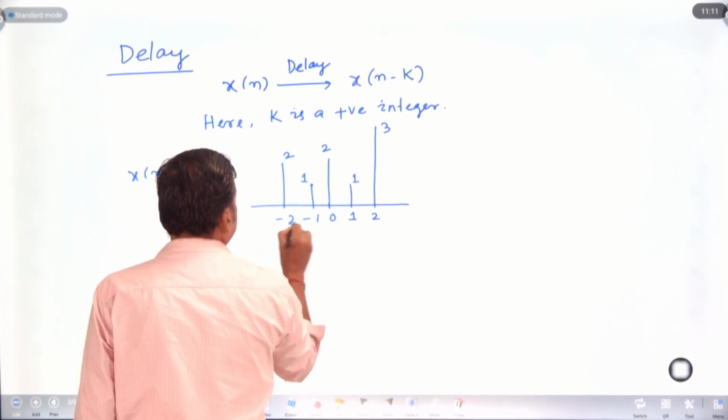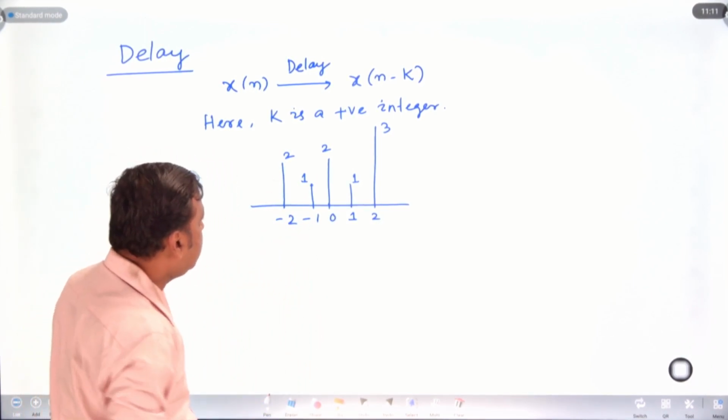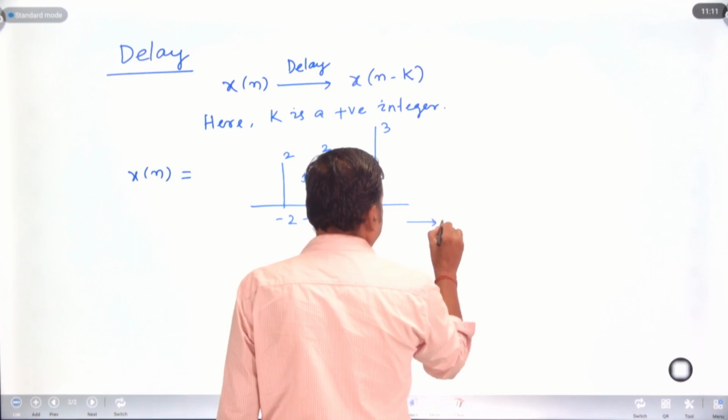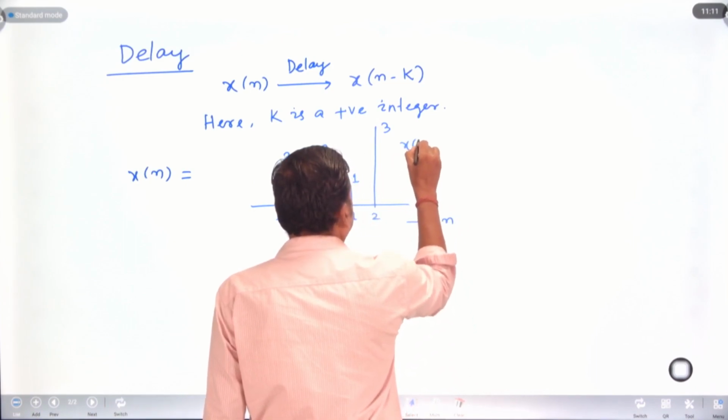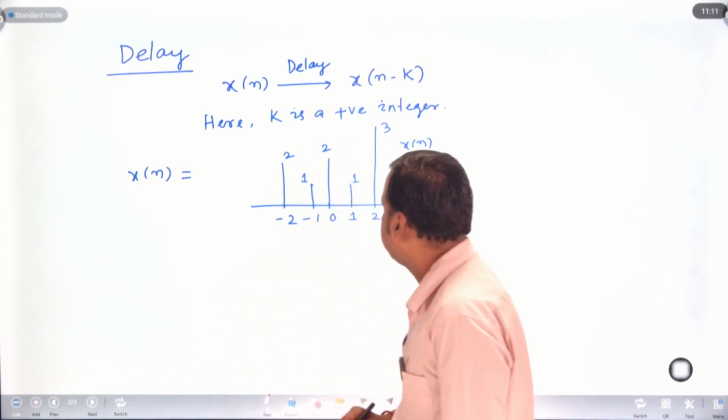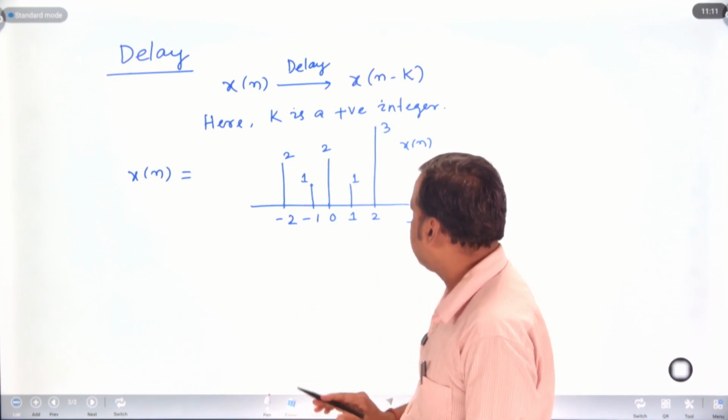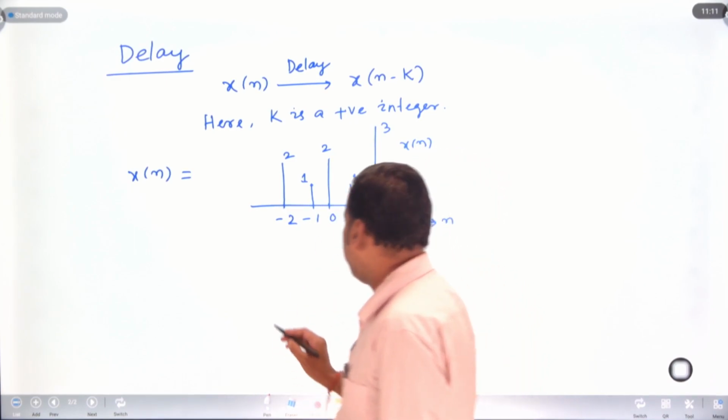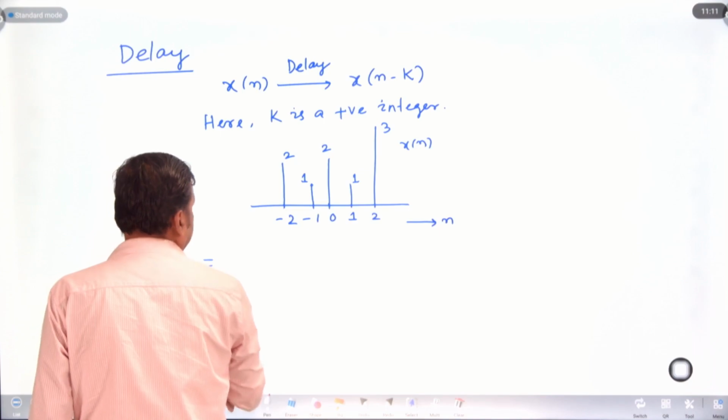This is your -2. So this is nothing but your n and this is your x of n. As far as graphical representation of a discrete signal is concerned, this is the signal x of n. You may express it in a sequence representation like this.